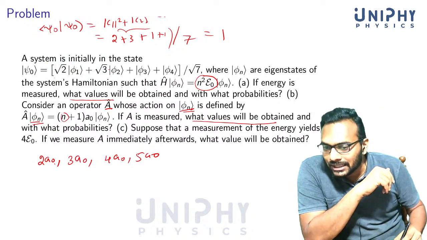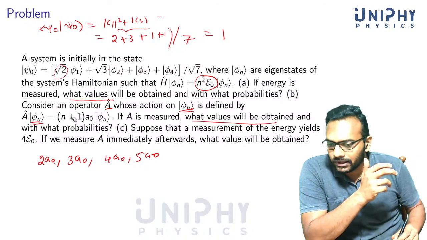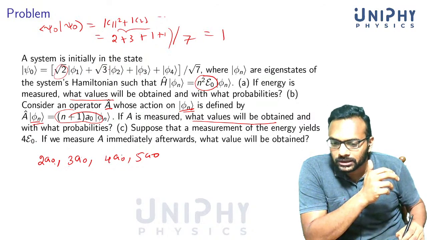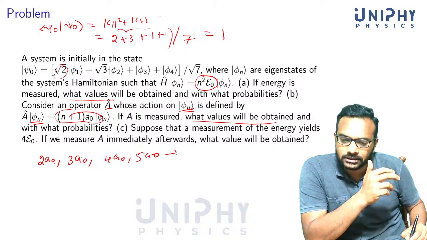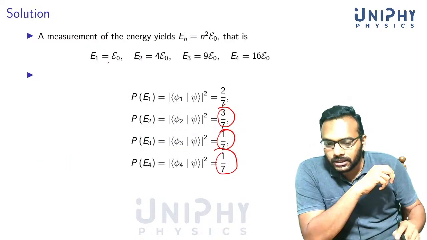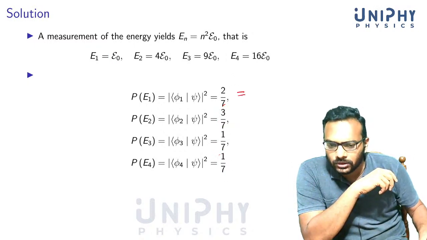So when you calculate the eigenvalues, you don't have to worry about these expansion coefficients. You just look at the state and ask what the eigenvalue is. So here the eigenvalue is given by (n+1)A0. For n equal to 1, you will have 2A0, 3A0, 4A0 and 5A0. These are the possible measured values of A. And with what probabilities? Again, the probabilities are exactly the same as before. It will be 2/7, 3/7.